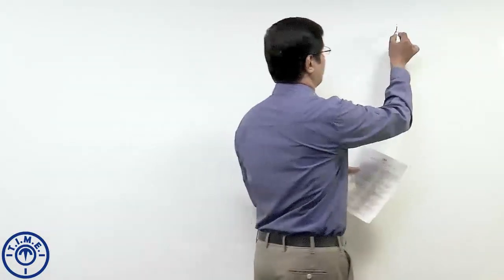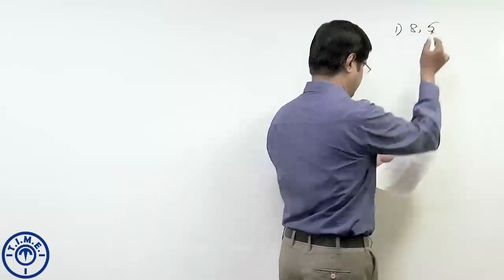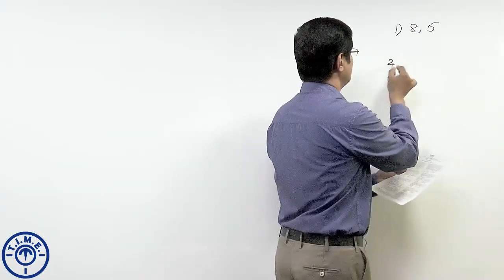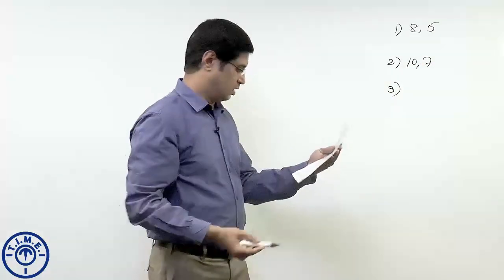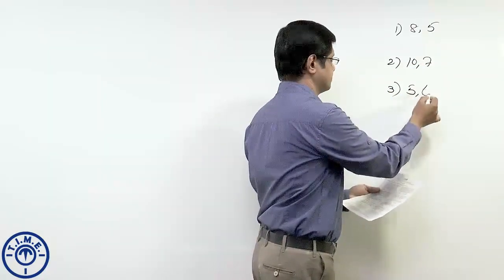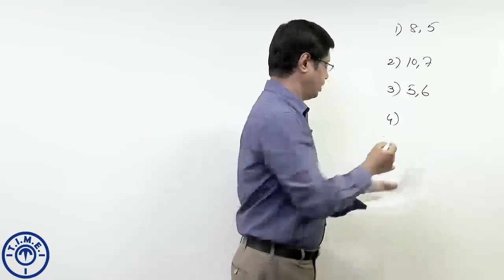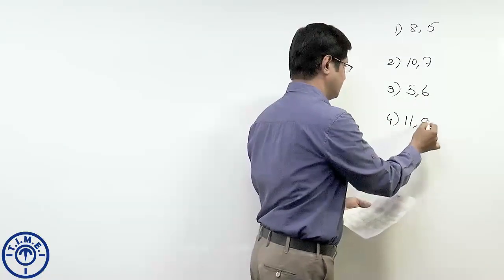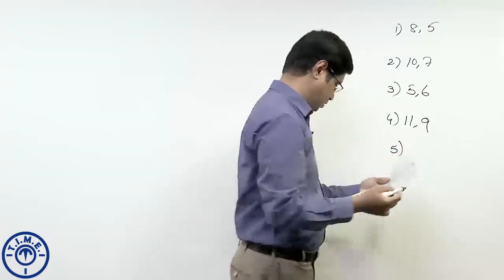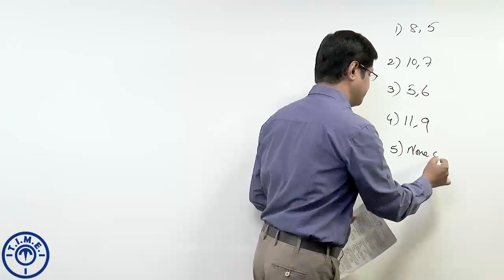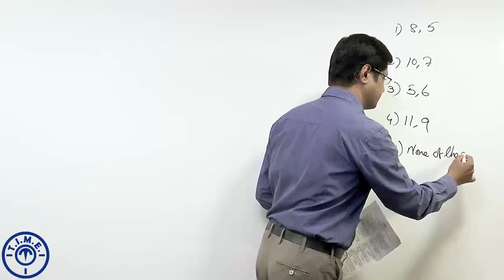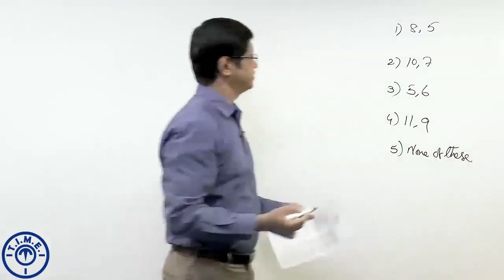Now, option number 1, 8 and 5, the first choice. Choice 2 is 10 and 7. Choice number 3 is 5 and 6. Choice number 4 is 11 and 9. And choice number 5, none of these, so it is not given in the above options. Right, these are the 5 choices.